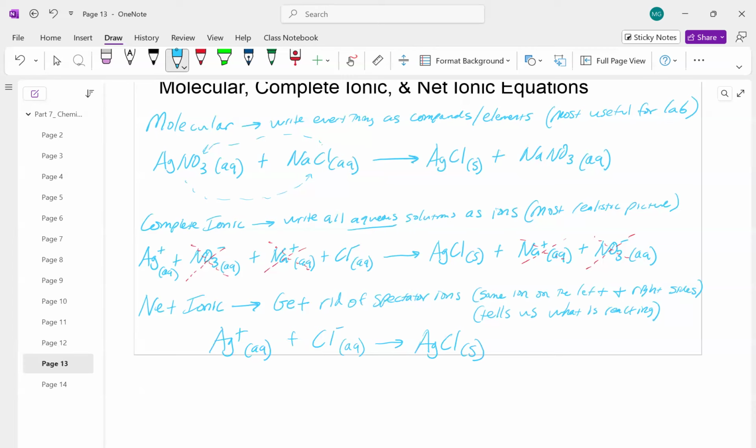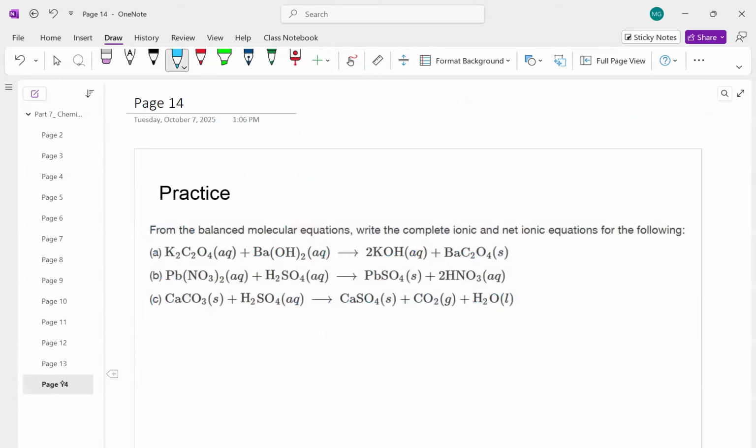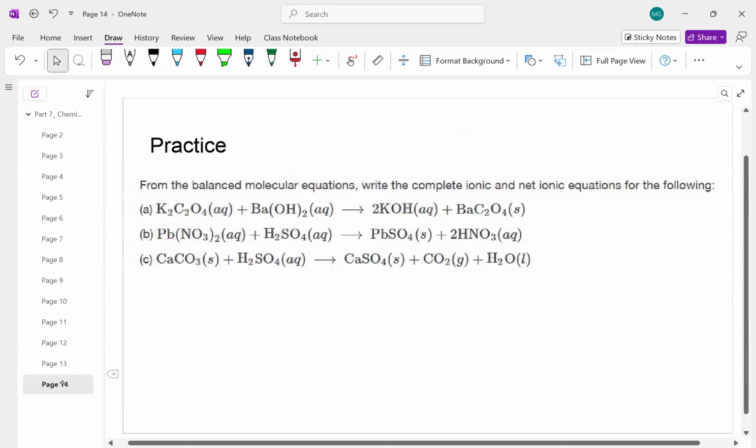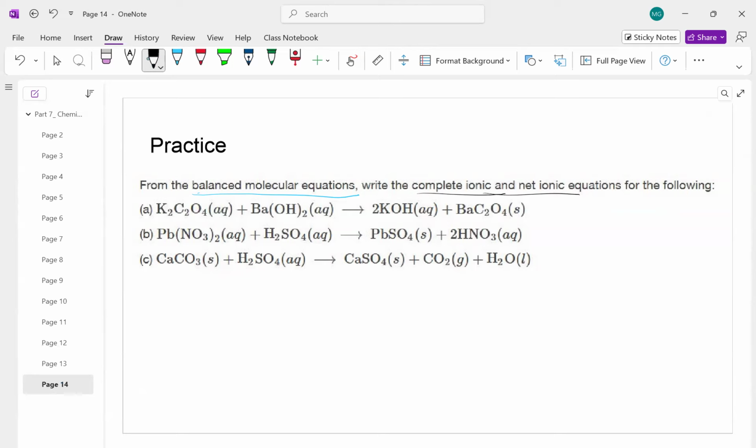So let's work on a few problems to solidify this, and then that will be it for this series of videos. Here we have, all of these are already balanced molecular equations. We're just going to write the complete ionic and net ionic equations. So let's start here for A.